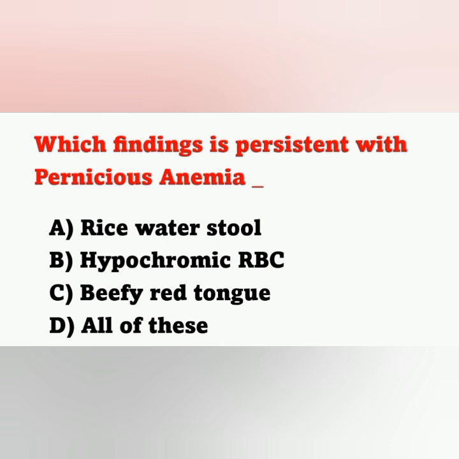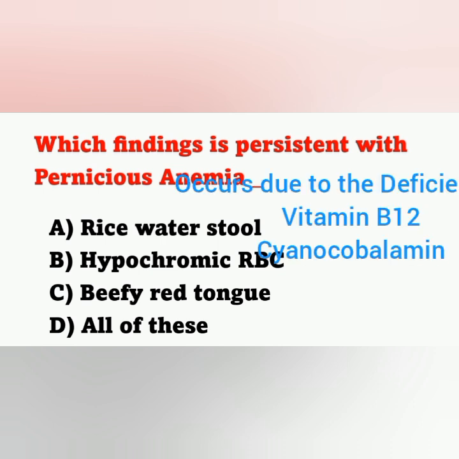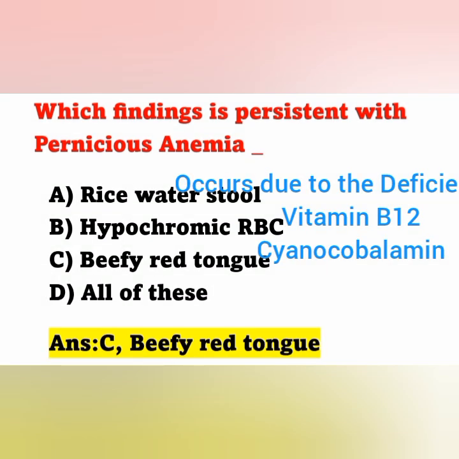Which finding is consistent with pernicious anemia? Options: option A rice water stool, option B hypochromic RBC, option C beefy red tongue, and option D all of these. The question is which finding we can see in case of pernicious anemia, and the correct answer is beefy red tongue. Red beefy tongue is one of the manifestations of pernicious anemia. Option C is the correct answer.